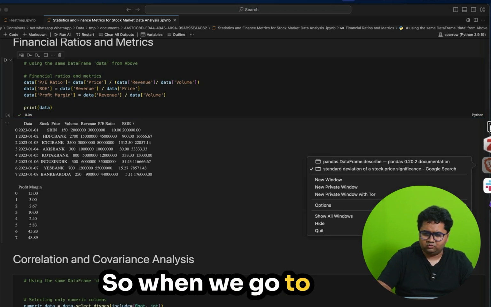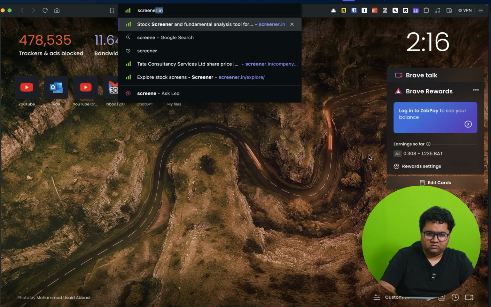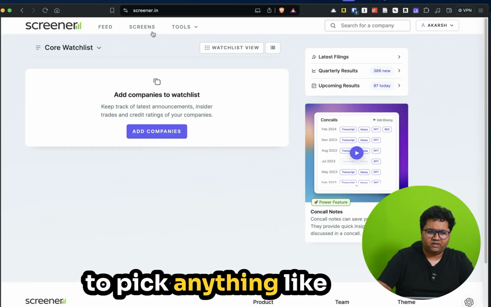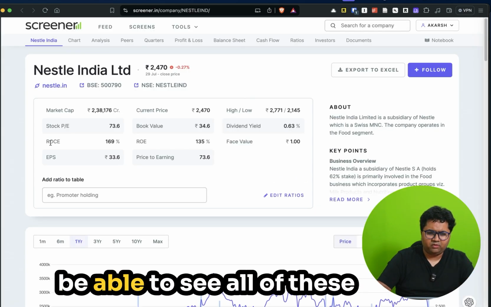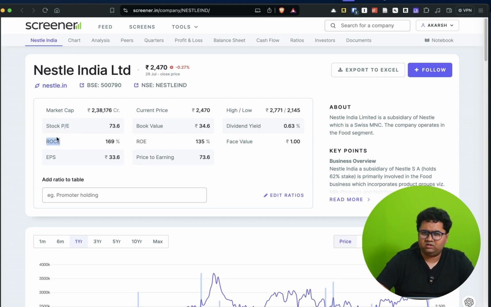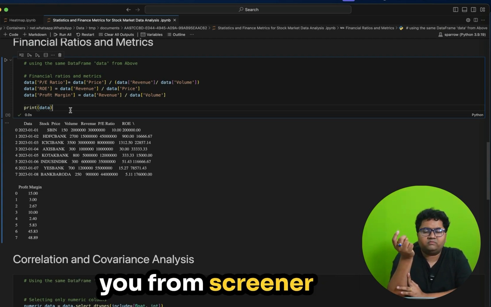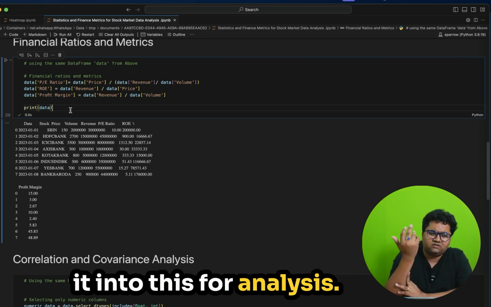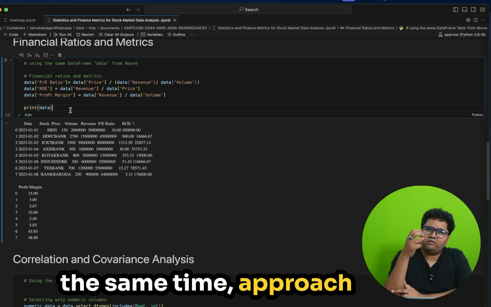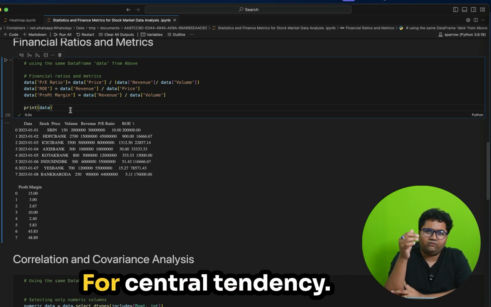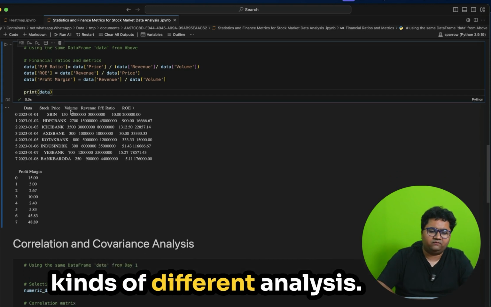So when we go to Screener, you would be able to pick any company, and you should be able to see all of these financial ratios like P/E, ROCE, EPS, all of that. And using these financial ratios, you can either download the data from screener.in and just plug it in for analysis, or you can just calculate it raw if you have the data, and at the same time approach it in similar fashion like we did above. Go for central tendency and go for dispersion method. So those are the two kinds of different analysis.